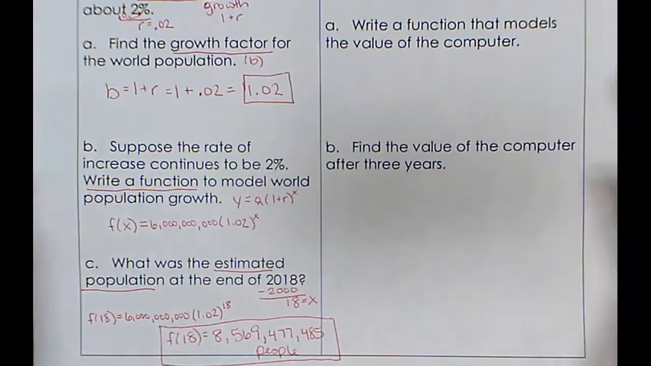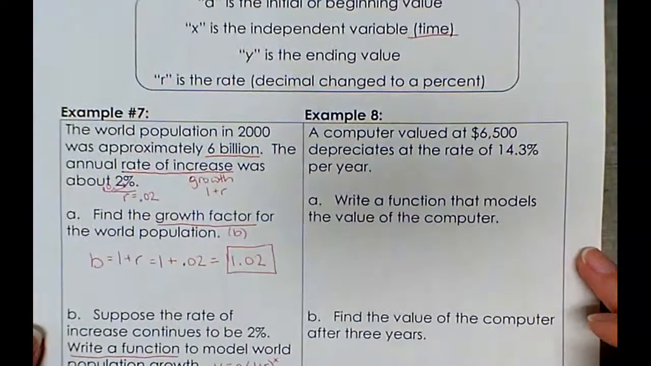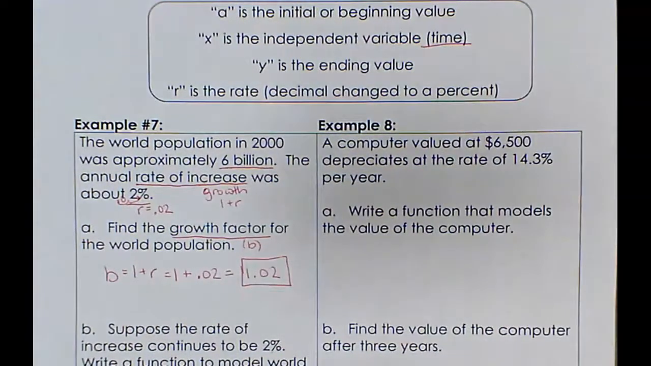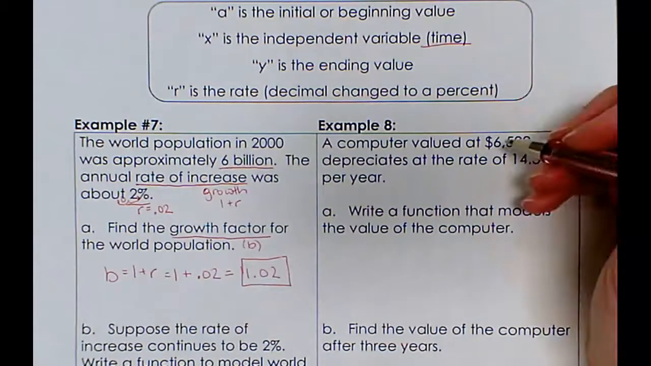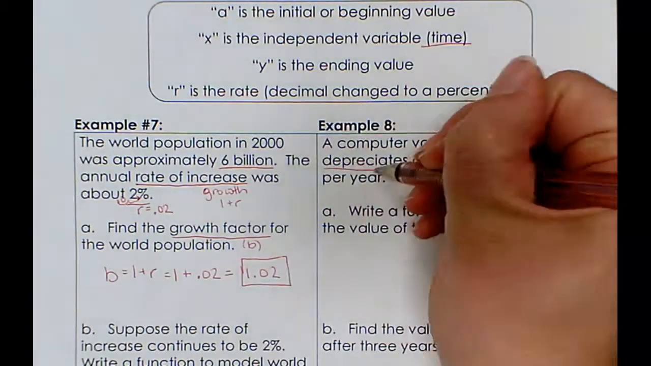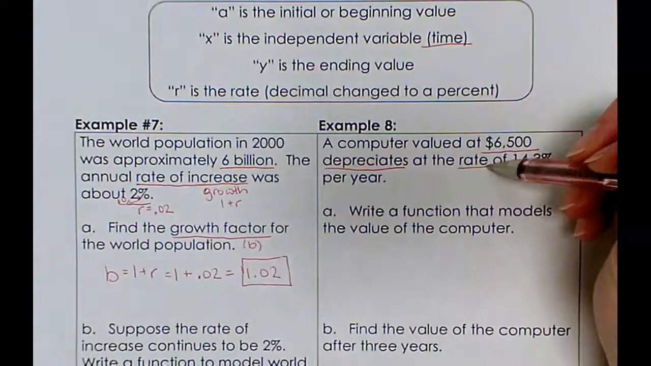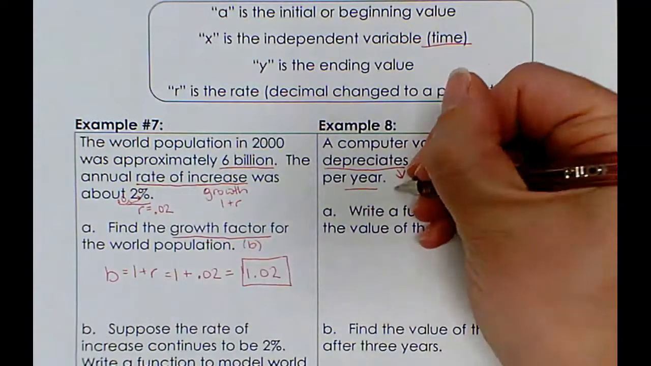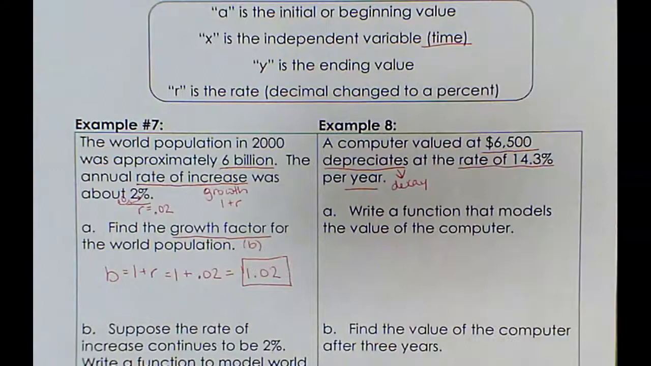Now let's look at example 8 because it's similar, but it's just a little different. And I'm going to keep all of my pieces here so you can see them. So example 8 says a computer valued at $6,500 depreciates at a rate of 14.3% per year. So to depreciate means to go down. So this is exponential decay. And you need to know that the word depreciate means to decay. You might have seen the word appreciate, not to be thankful for, but to appreciate means to go up, to depreciate means to go down or to decay.